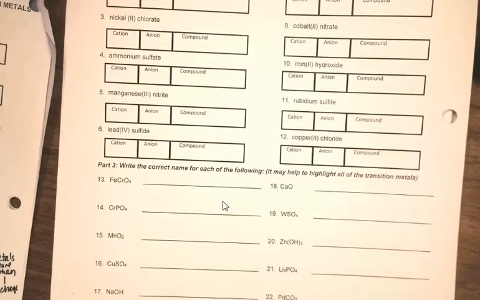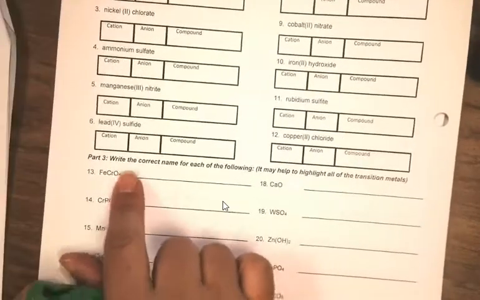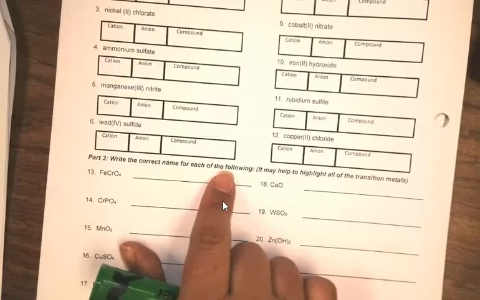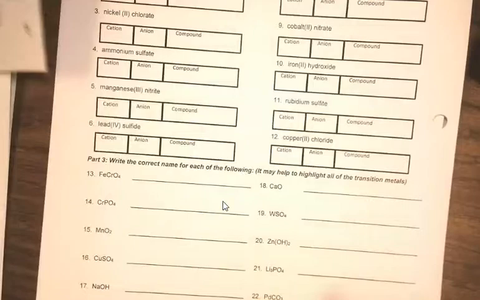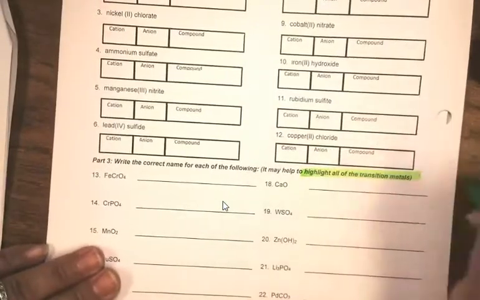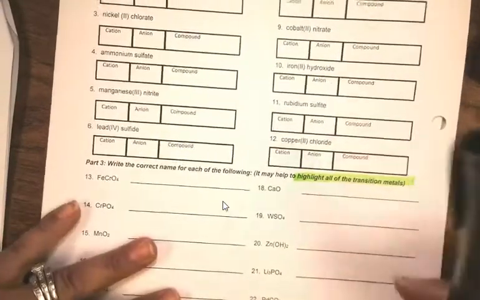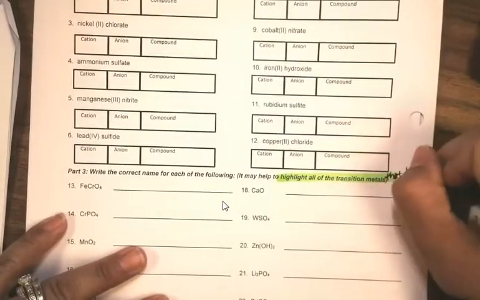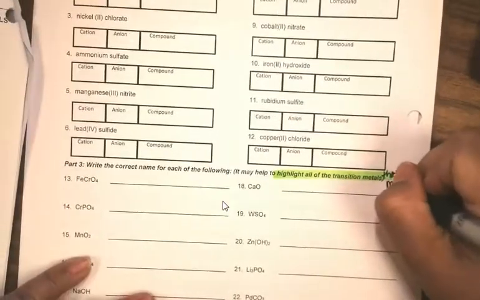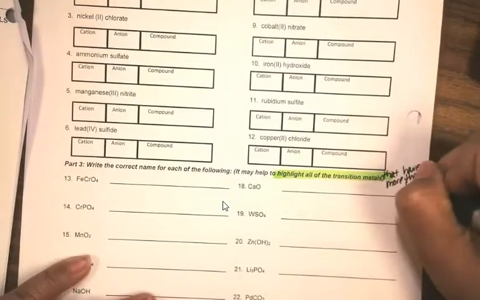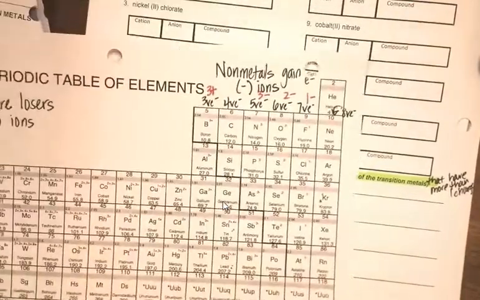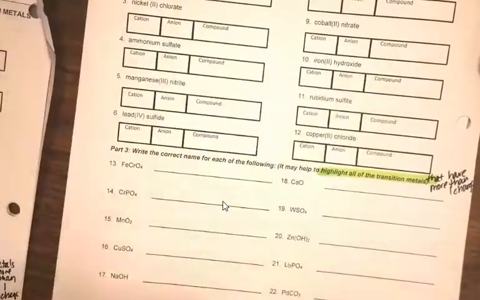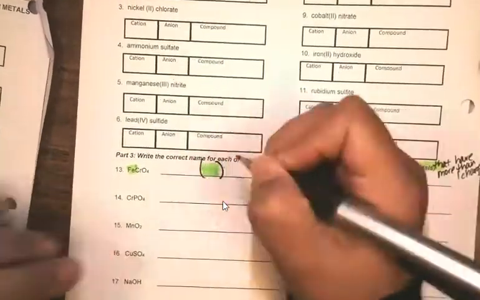Now, I want to go through just one of these down here. Write the correct name for each of the following. Remember, this gets tricky because something like iron has more than one charge. So it's going to help to highlight any of the transition metals that have more than one charge. So I'm only going to do one with you. So I look at FeCrO4. Well, I look at Fe and it can have more than one charge. So I highlight that and I know that I have to put Roman numerals.